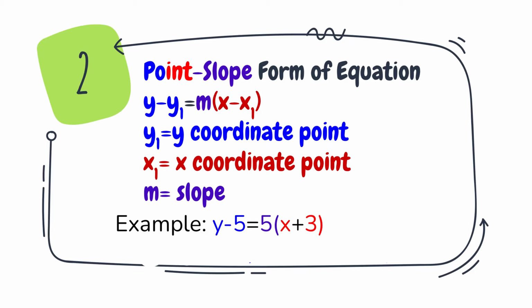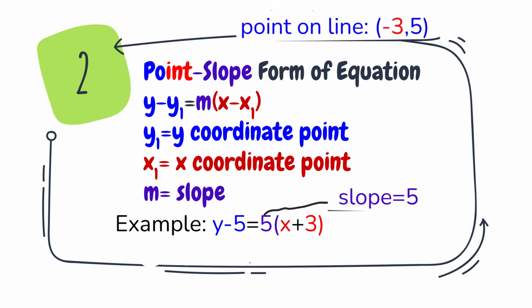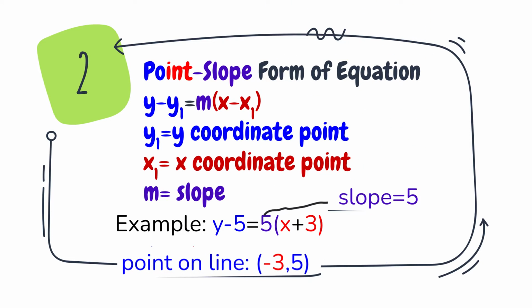So in this example, y minus 5 is equal to 5 times the quantity of x plus 3. Determine your slope and then the coordinate point. So in this example, my slope is 5. I'm going to put the slope over here, and my slope is 5. And my coordinate point, the point on the line, is negative 3, 5.